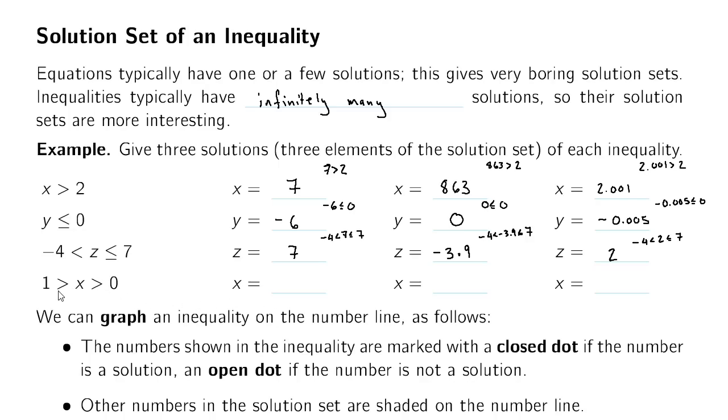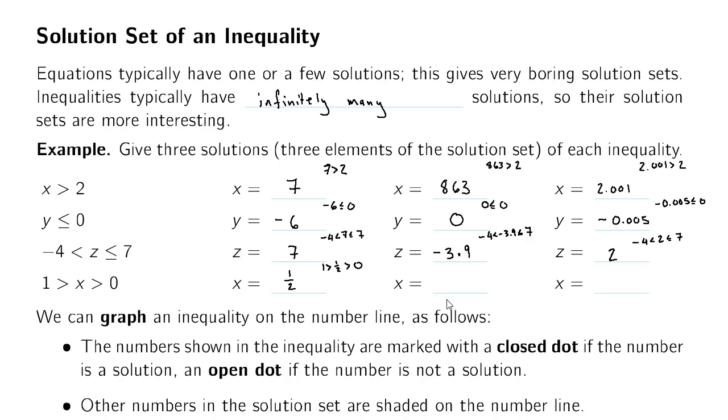One more. 1 is greater than x is greater than 0. So our value x has to be between 0 and 1. There aren't any integers in there, right? Because it goes 0 and then 1. So we're going to need fractions or decimals that are less than 1, right? So like a half. Definitely 1 is greater than a half, and a half is greater than 0.